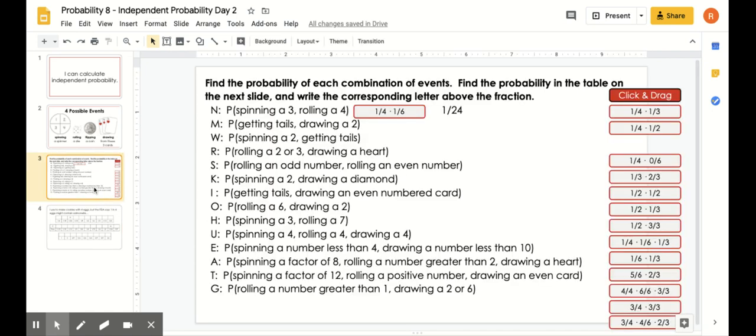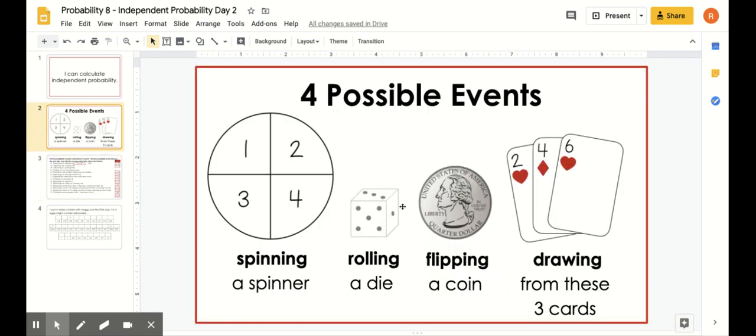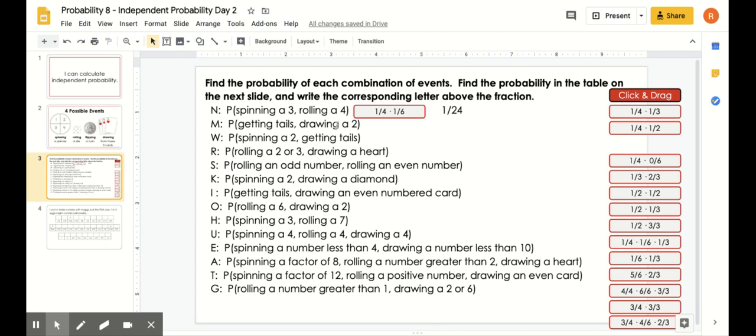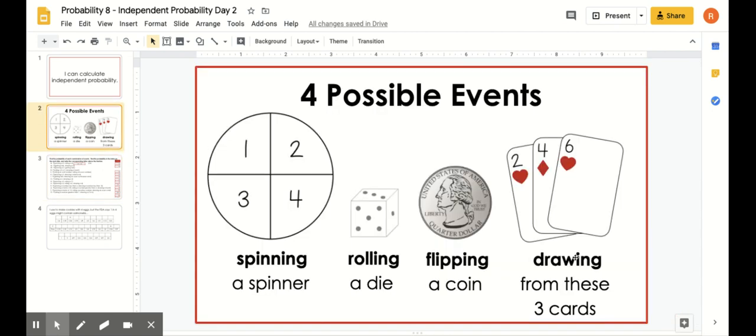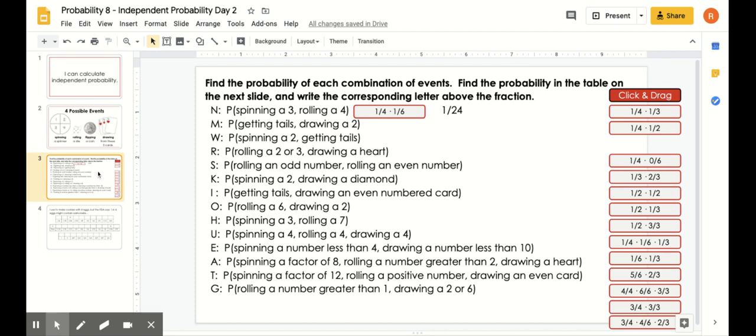All right, let's try another one. Letter M. The probability of getting tails. For flipping a coin, one of those 2 sides is tails, so 1/2. Then drawing a 2. Drawing means we're drawing a card. The 2 is one of the 3 cards, so 1/3. So 1/2 times 1/3.